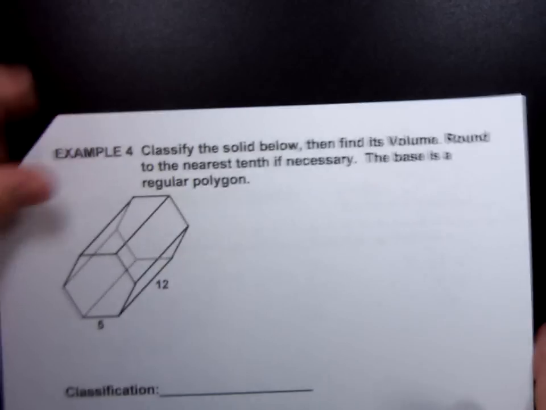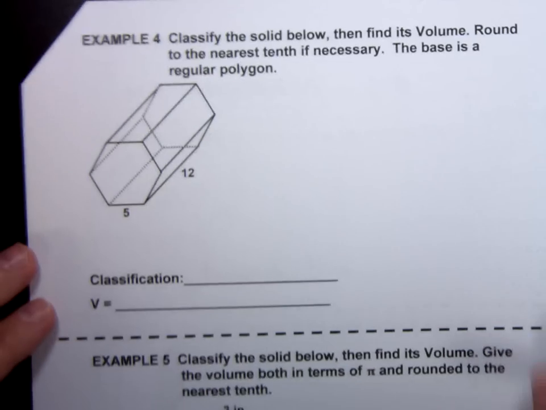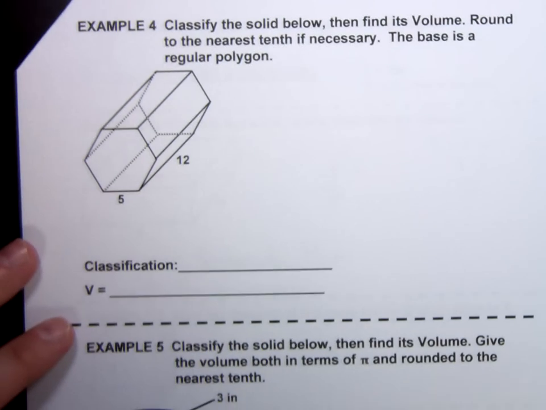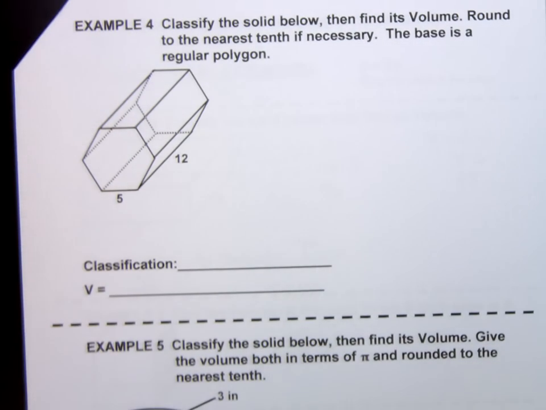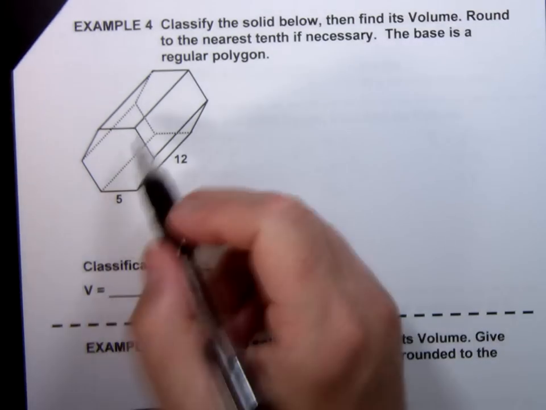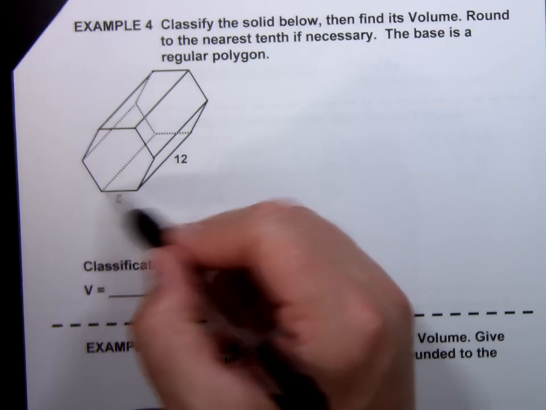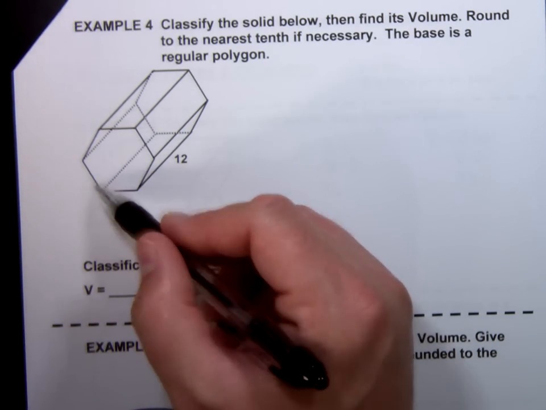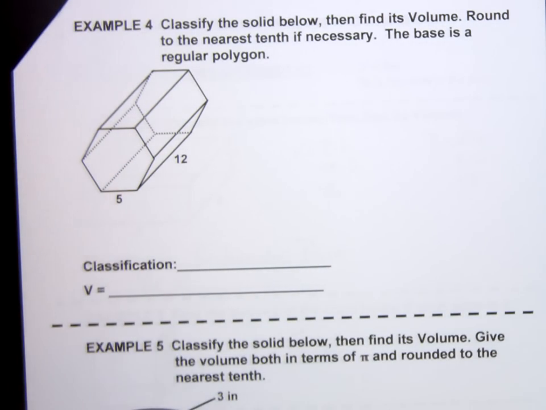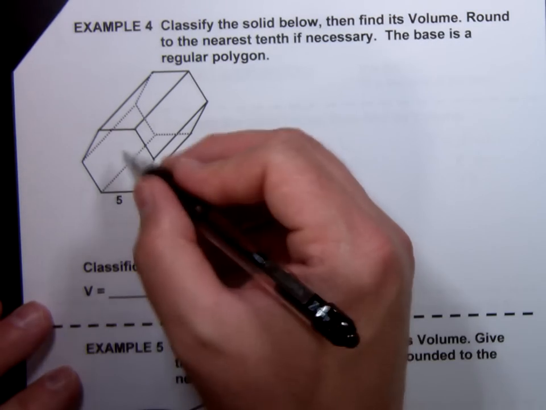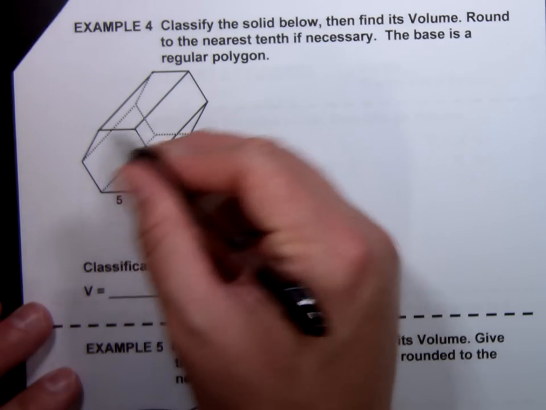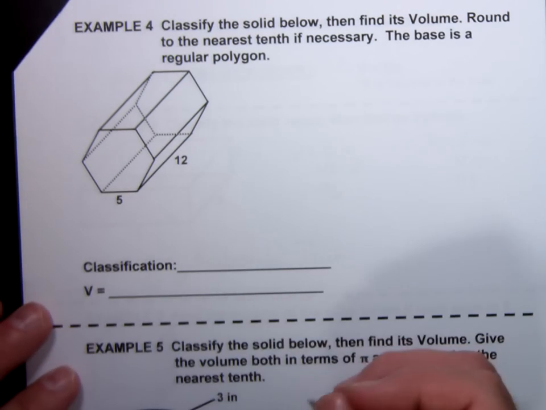Let's try the next one. Classify the solid below and find its volume, round to the nearest tenth if necessary. Now it tells us the base is a regular polygon. Remember, regular means it's equilateral and equiangular. So on this polygon here, if this side is 5, I know all of the sides are 5. Okay, so how many sides does it have? It has 6 sides. A 6-sided polygon is called a hexagon.